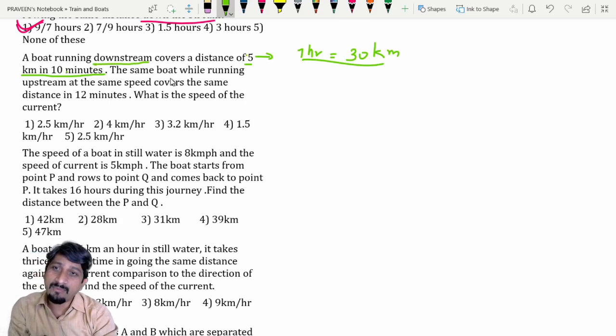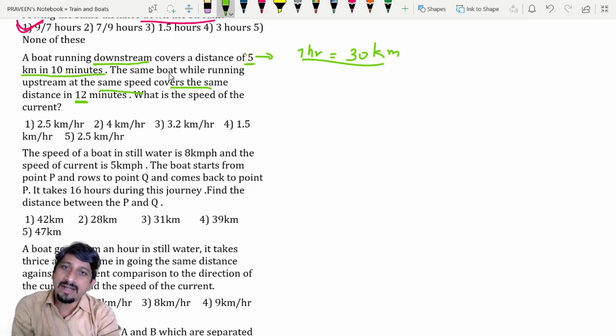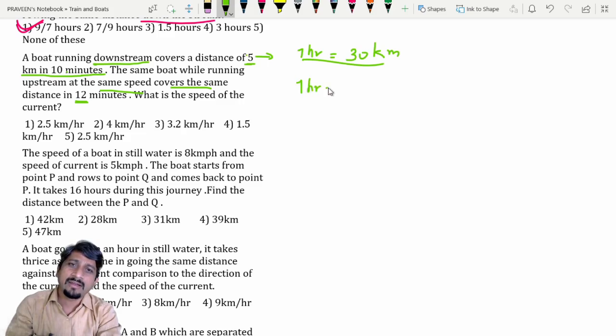The same boat, while running upstream at the same speed, covers the same distance in 12 minutes. What is the speed of the current? So here again I can find out. It covers the same distance, that is 5 kilometers in 12 minutes. Here it is 5 kilometers in 10 minutes. Here it is 5 kilometers in 12 minutes. So immediately what will come? 12 5s are 60, 5 5s are 25. So in 1 hour it will go 25 kilometers.